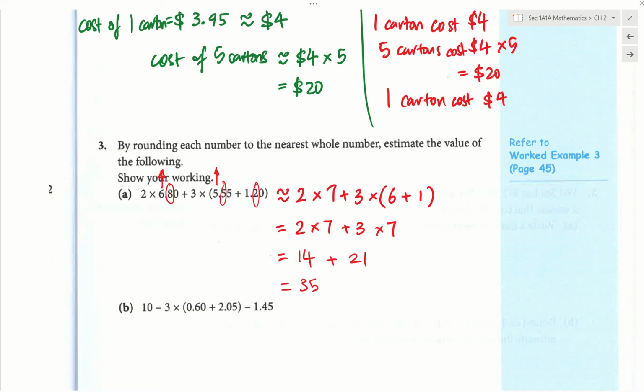Can you see that instead of doing $6.80 times 2 lah, 5.55 plus 1.20, so complicated. We are just doing estimation. And we can do that because the question said round off.